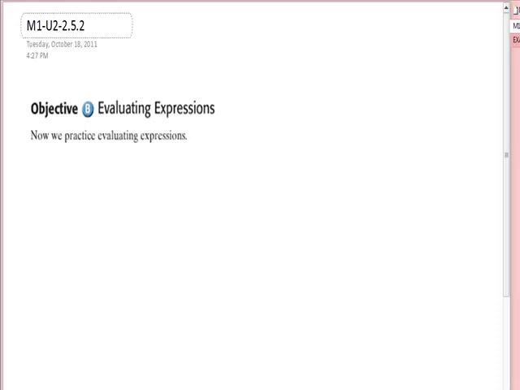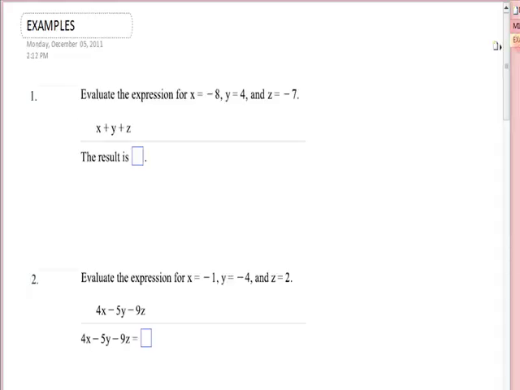In this lesson, we're going to once again evaluate expressions. We continue to do this as we move through the class, and let's see how it goes this time. All right, it asks us to evaluate x plus y plus z when x is -8, y is 4, z is -7. I'll go ahead and put that negative number in parentheses.